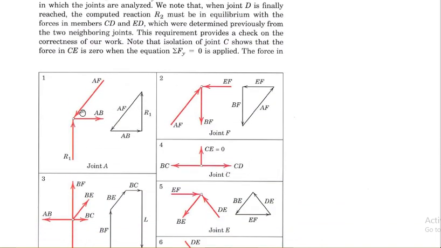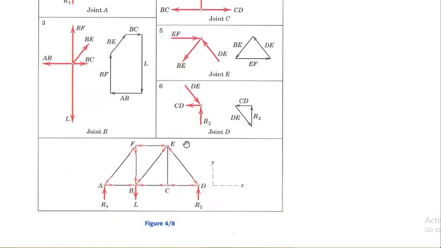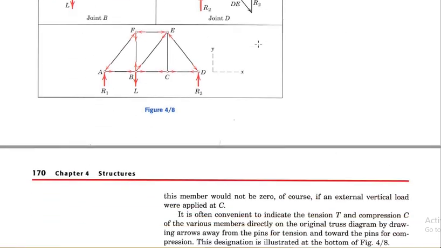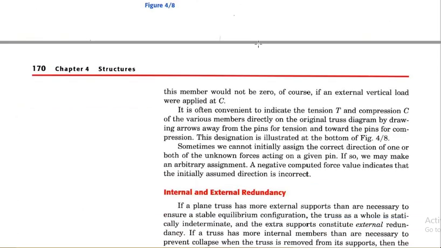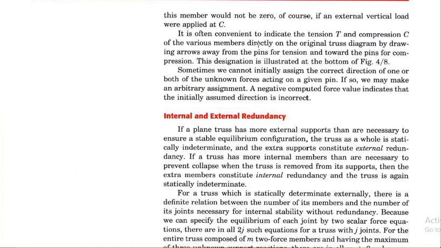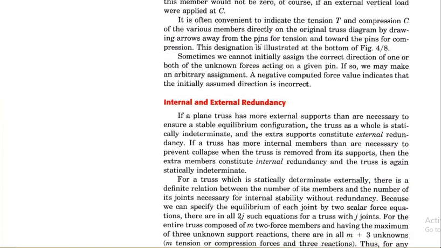So here are the joints and we can form their free body diagram or structural diagram as AB, AF and resultant. And here are some examples of how we can change a complete structure into a simple shape, into its free body diagram, to solve numerical problems or real life problems. So what is internal and external redundancy?